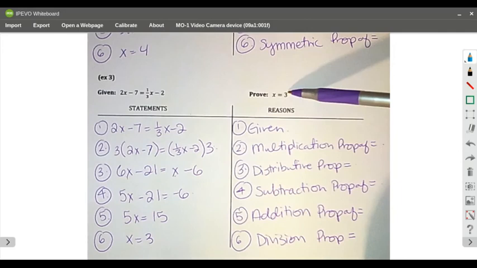And that's it. Notice it matches exactly. I have x equals 3, x equals 3. I don't have to flip it around or anything. So I'm done. And so that's algebraic proofs.